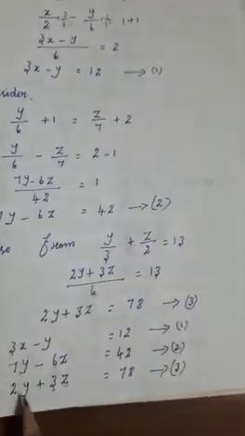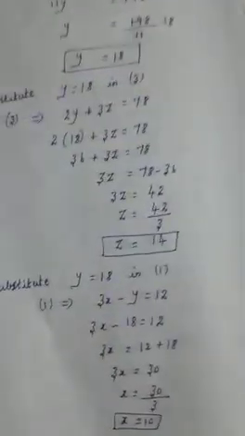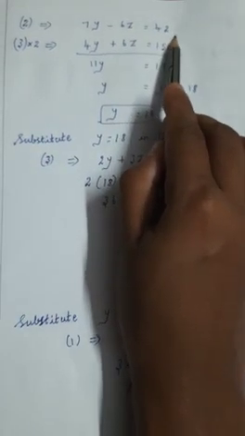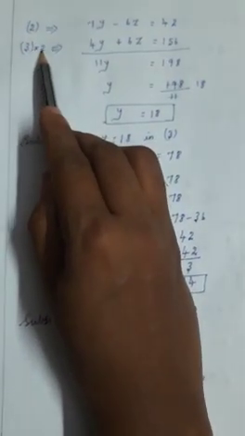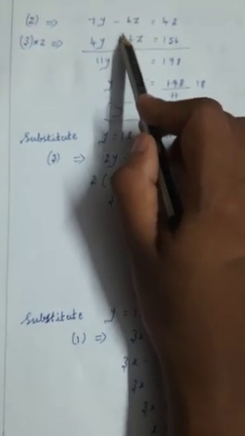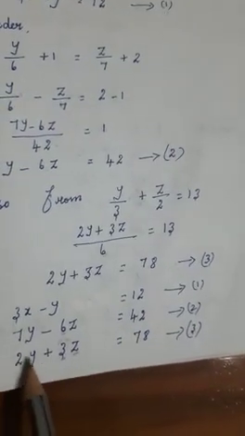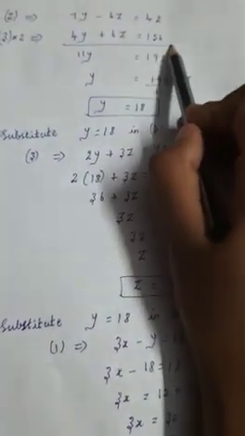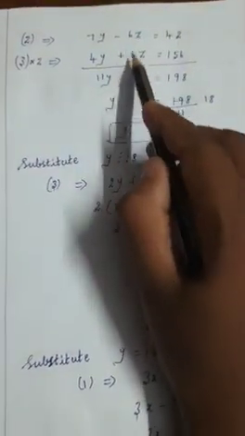Then write the second equation, that is 7y minus 6z is equal to 42. After that, multiply the third equation by 2. Only then will the coefficient of the z variable become the same. That's why we are multiplying by 2. So 2 2s are 4y plus 3 2s are 6z is equal to 78 into 2, that is 156.